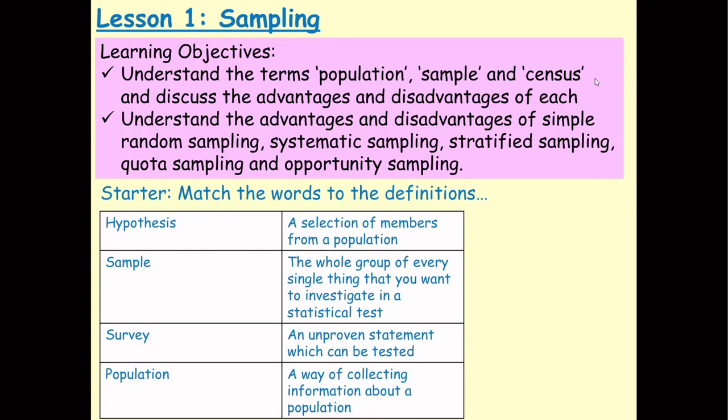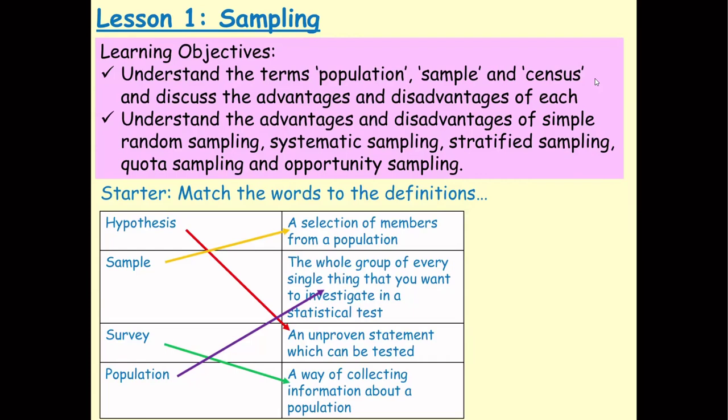To start off with for today, please could you have a look at the following key terms and match them up with the correct definitions. If you press pause and then unpause when you're ready to have a look at the answers. Okay, so let's run through these. So here are the pairs that you should have matched up.